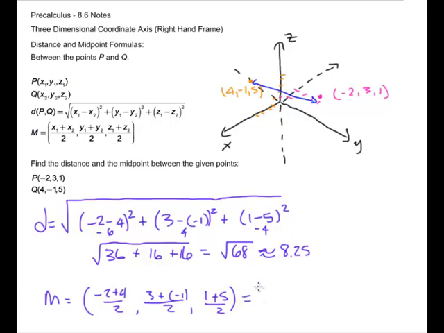And these will all come out. And again, if they're fractions, leave them as fractions. If they're not, they're not. That's fine. But I'm going to end up with a 2 here, a 4 here, and a 6 here. So this is a 2. It's going to be the point (1, 1, 3) for your midpoint.